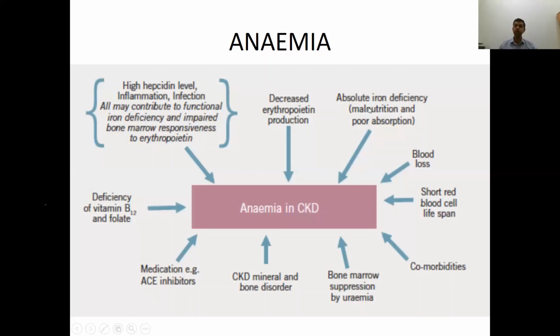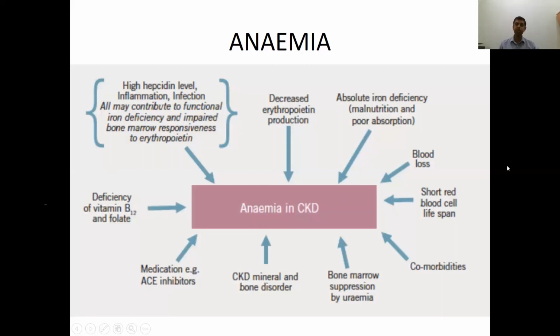For example, iron deficiency is the commonest cause of anemia in CKD because these patients are having loss of appetite, loss of weight, and sometimes occult bleeding because of platelet dysfunction, which will result in iron deficiency. There will be blood loss sometimes because of platelet dysfunction. There will be a shortened red cell lifespan in these patients. The uremia will suppress the bone marrow, which will also result in anemia. Similarly, there are so many other causes.